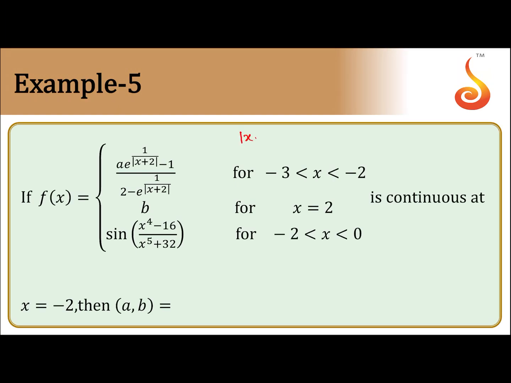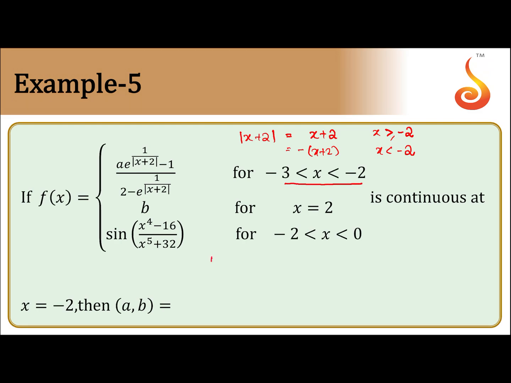Find mod x plus 2, sorry. Mod x plus 2 is equal to x plus 2 whenever x is greater than or equal to minus 2, and this is equal to minus times of x plus 2 whenever x is less than minus 2. This is the most important point. We are talking about less than minus 2, so we have to take the second equation.